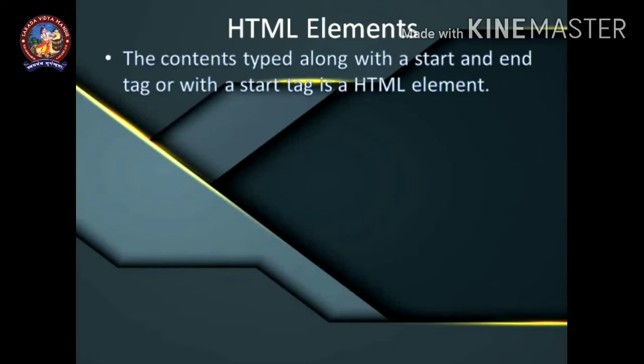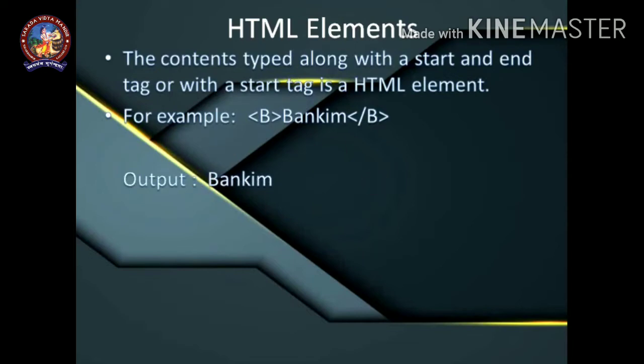Okay, now we are heading towards the HTML elements. What are HTML elements? HTML elements are the text or the contents typed with the start and the end tag. Whatever we are writing with the start tag and the end tag, that is the HTML element. For example, if we write B, then Bunkim, your section name, then close the B, then Bunkim is the HTML element. And B and the close B are the start tag and the end tag. So the output will be like this. Later in the programming, in the coding, we are going to do this.